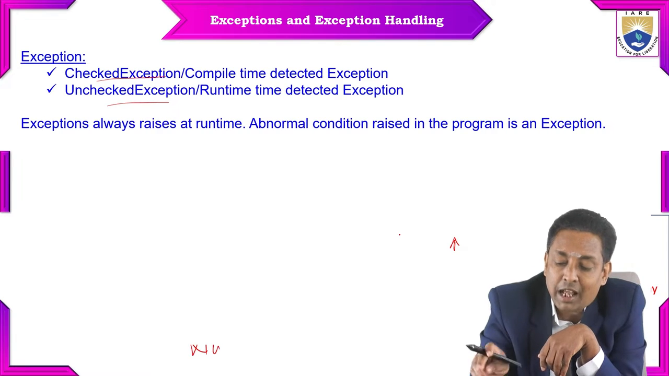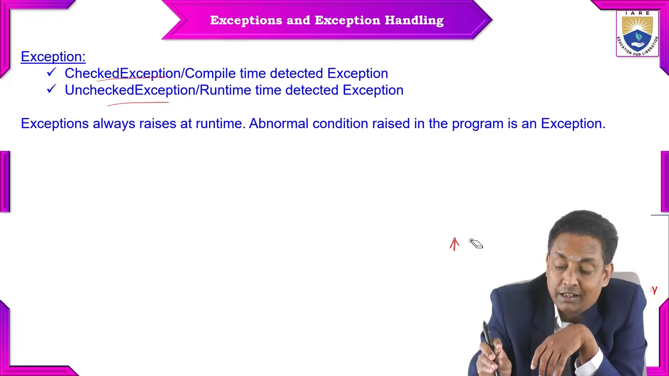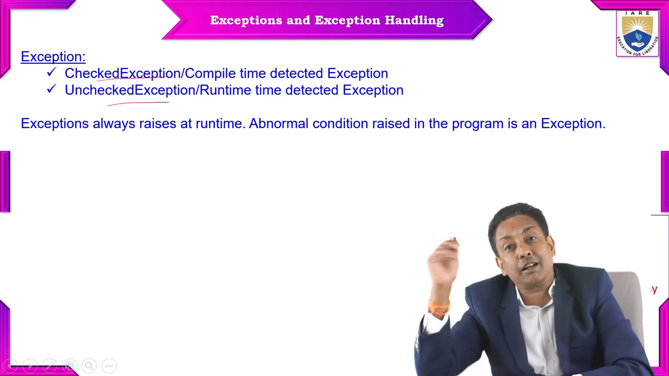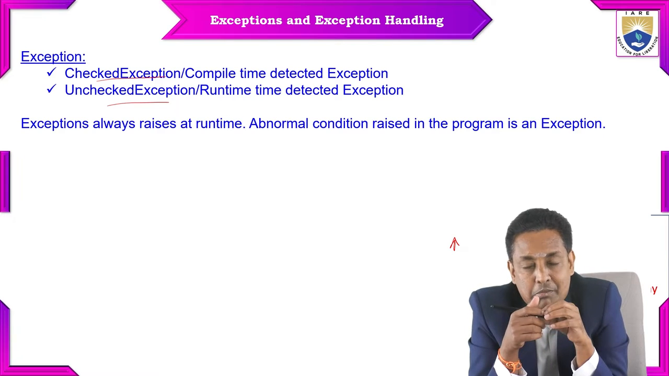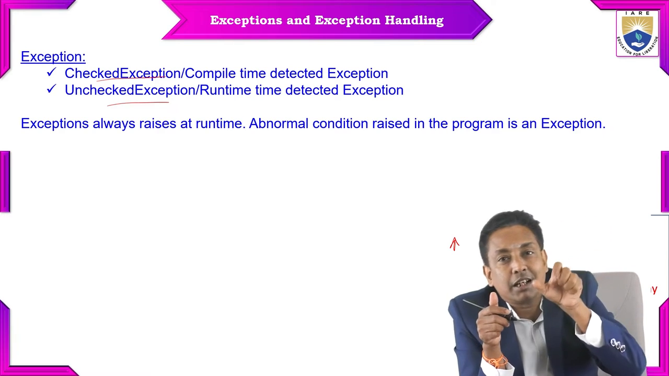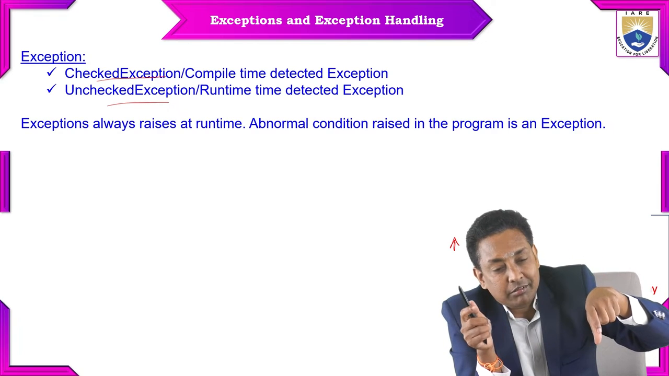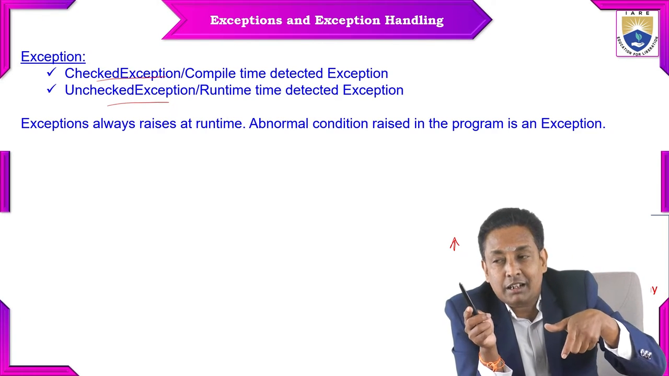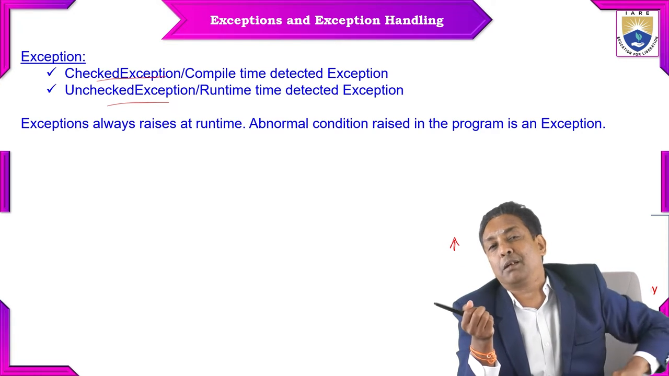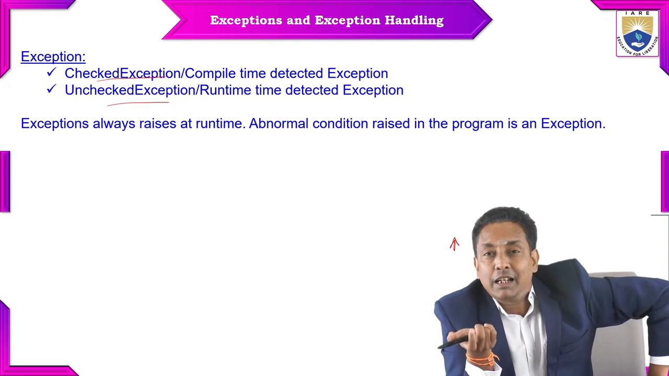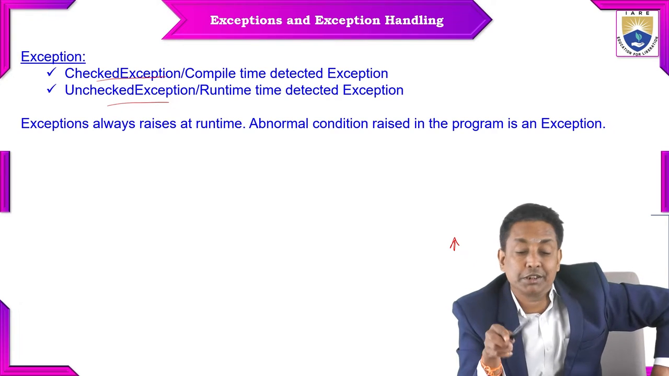But in the program, sometimes some mechanisms may detect that an exception may raise at runtime at the time of compilation itself. Are you getting the point? There are some mechanisms in the program that can detect or predict that some exception may raise at runtime, and inform us at compile time itself. They're called compile time detected exceptions or checked exceptions.